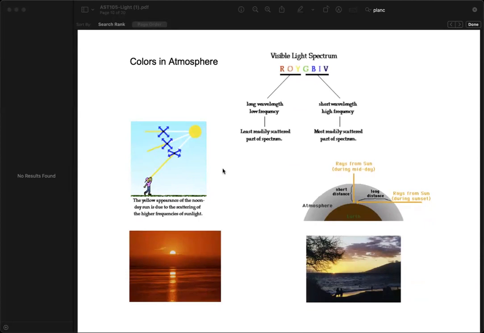So here we try to understand scientific properties of light and try to understand how this produces some of these phenomena that we see in our natural world. For example, the sky is blue. Why is the sky blue?